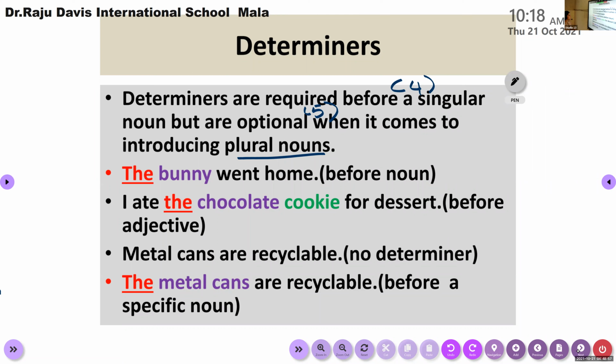Look at the examples, children. Tanmay, look at the examples. Yes, ma'am. The bunny went home. What is a bunny? Noun. A baby of a rabbit is called a bunny, right? Bunny rabbit. Yes, ma'am. Okay. So bunny is a noun.